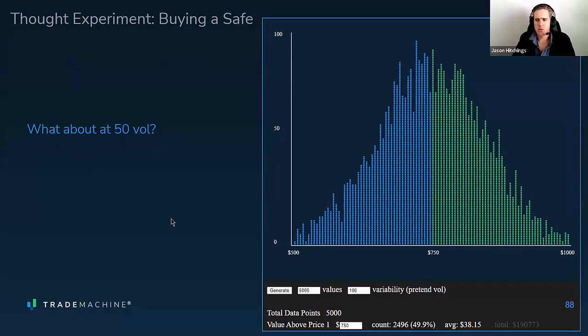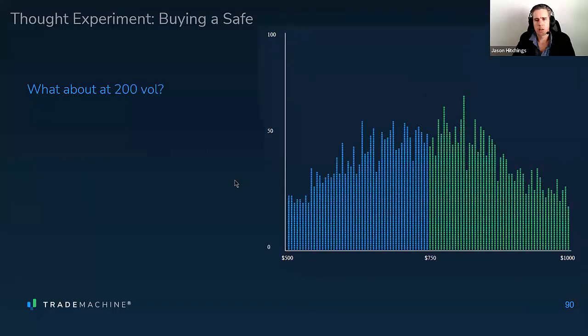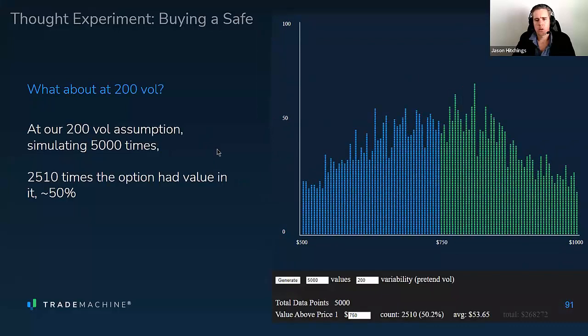Does that change if we change the vol? I mean, it certainly changed a lot for that 900 strike option. So let's look and see what happens if you do a much lower vol, that 50 vol that we talked about. And we're still seeing 50% end up in the money. What about the 200 vol? Well, just about exactly 50% are still ending up in the money.